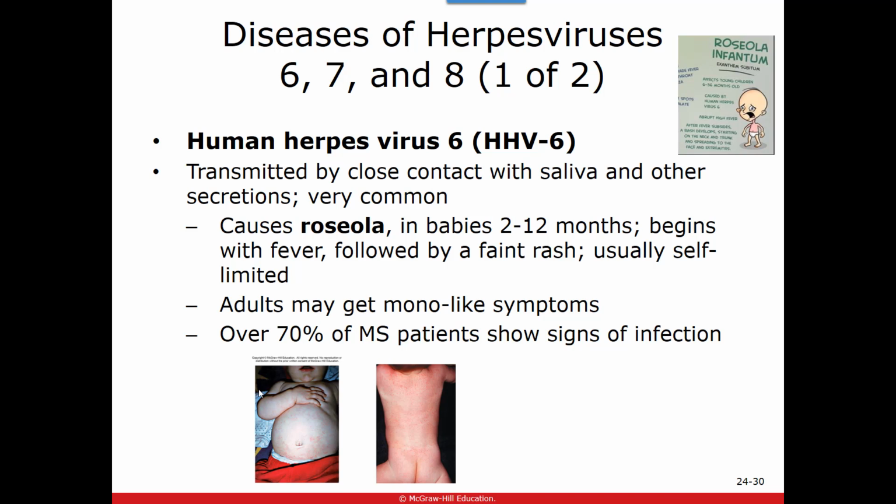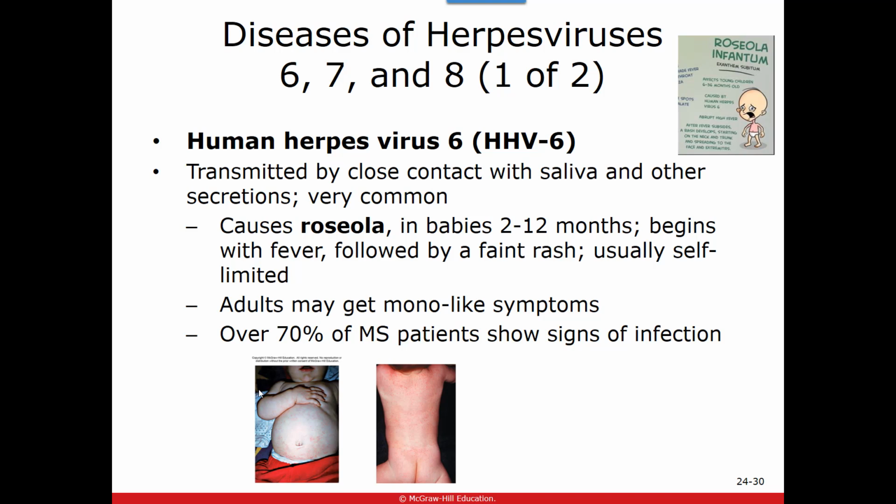Adults, if they get it, usually have some more mono-like symptoms. They might have inflammation of the lymph nodes, tiredness, fatigue, fever. The interesting part is that over 70% of multiple sclerosis patients show signs of infection with this particular virus. They seem to be at a higher risk of this particular virus. Now, not sure if it's because of certain cells that it's infecting. I mean, it does get into the salivary gland, and because it's spread with saliva, but it gets into some of our other immune system cells as well.